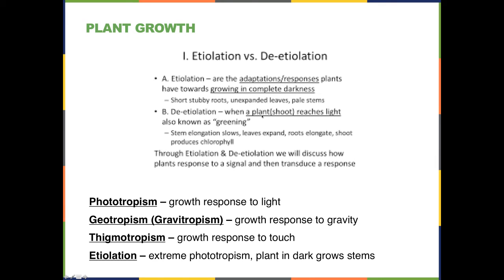Now once the plant finds the light it's looking for, then it goes through a process known as greening. In greening, the stem ceases to get longer, the leaves open up, and the roots begin to elongate. And the shoots, these stems that have stopped growing, they produce chlorophyll. So this is a response to a dark cycle, and then until it can find light. And the whole idea here is an attempt to find an area of light.